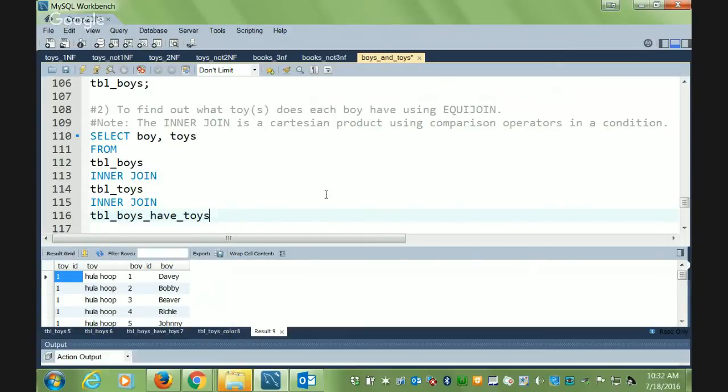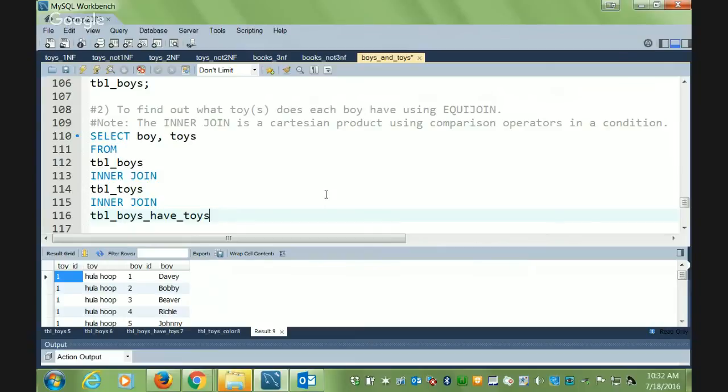I'm not interested in the color. I'm not interested in the fourth table. So don't join tables just for the heck of it. Think. Boy name coming from the boys table, toy name coming from the toys table, and the information which boy has which toy is in the third table. So you're joining the three tables. You have to join all three tables. What is the condition on which you have to join these three tables?